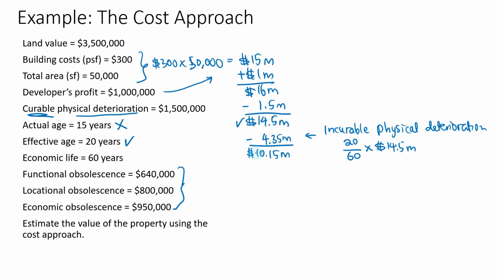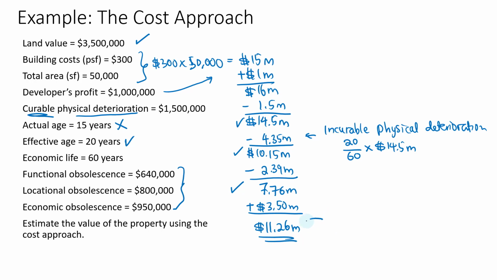Then we can proceed to subtract all three obsolescences here. If you add these three numbers up, you will have 2.39 million. And of course, we will subtract this amount from the total value. So 10.15 million minus 2.39 million gives us 7.76 million. So this is the building's depreciated replacement cost. The only remaining item that we need to add in now is the land value. So we just have to add in the land value, which is 3.5 million. That gives us $11.26 million. This is the appraised value of the building and also the land.